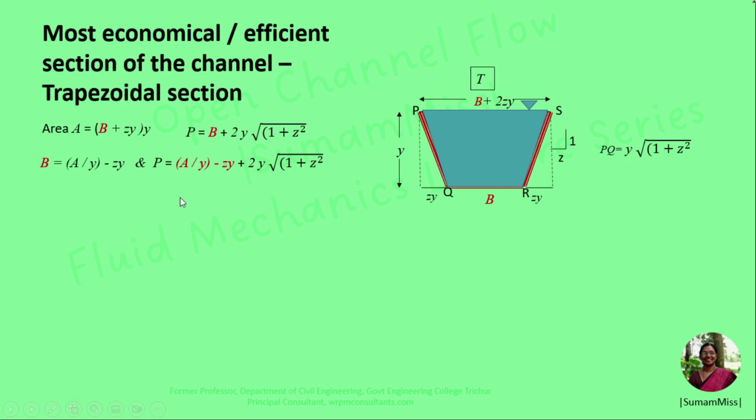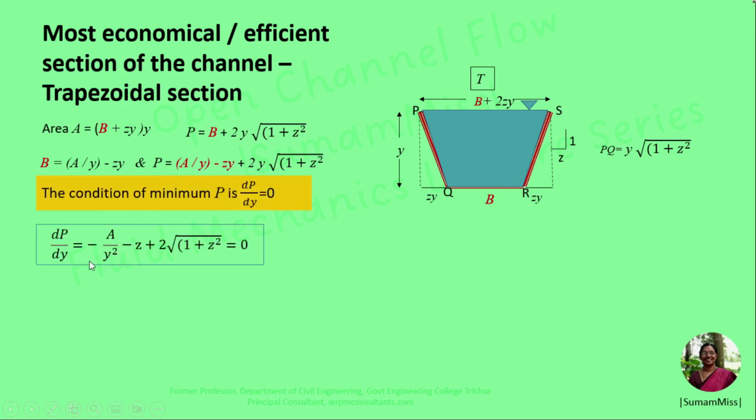So the condition of minimum wetted perimeter is dP by dy equal to 0. Differentiating this expression with respect to y, it becomes minus A by y square minus z plus 2 into root of 1 plus z square equal to 0. Rewriting this expression, it becomes A by y square plus z equals 2 into root of 1 plus z square. Now A is replaced by B plus zy into y.